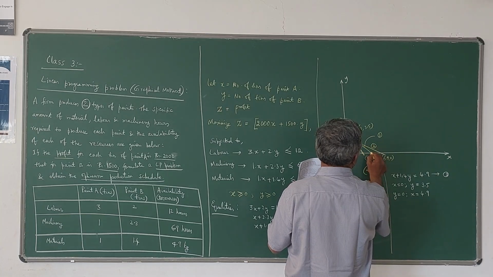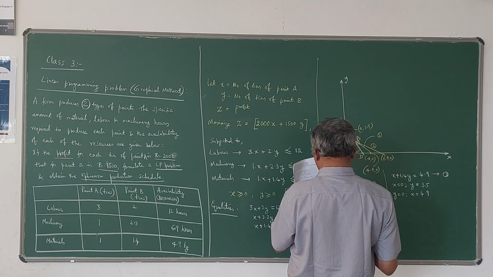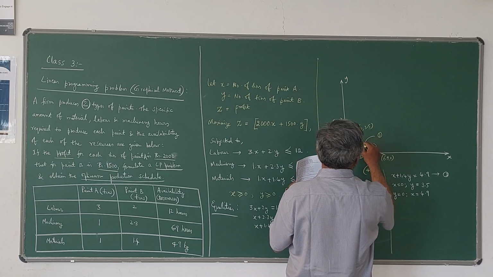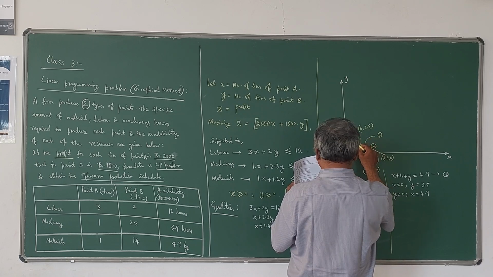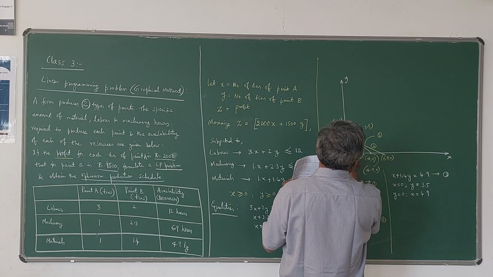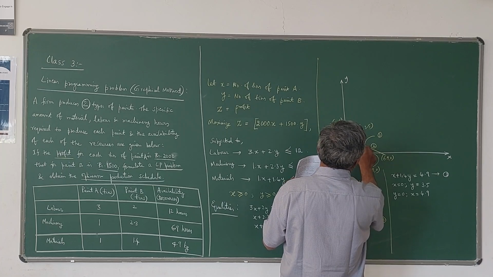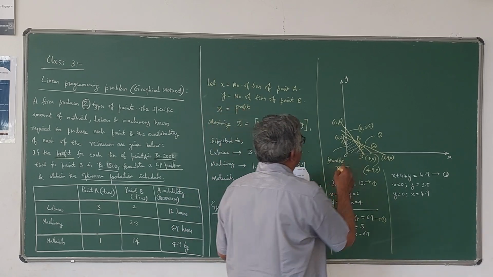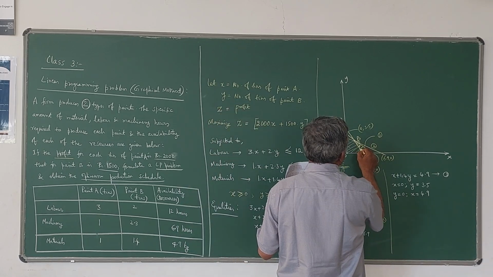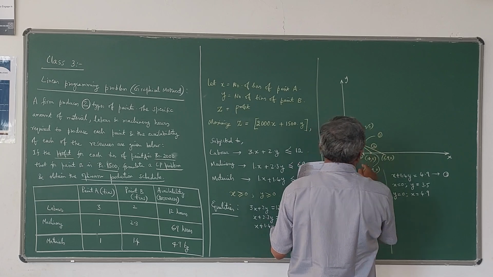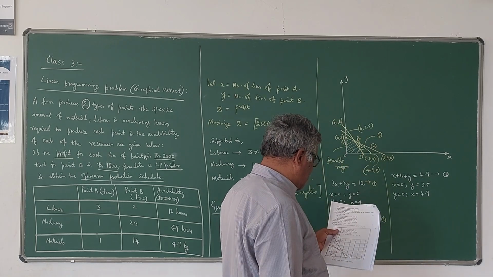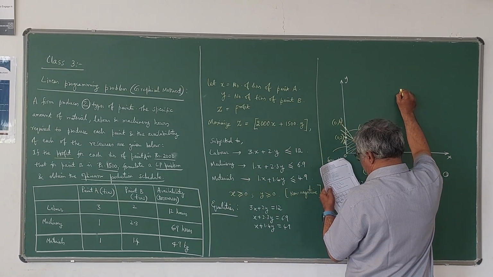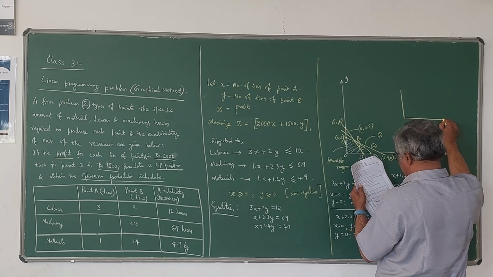And D will be this. C you are going to get somewhere here, where these 2 lines cut. So actually this becomes... one more point C you are going to get somewhere here. You can get it just after plotting. So totally you will be getting A, B, C, D, 4 points. So the graph will be something like this. If you plot on a broader scale, you will get the feasible region like this.